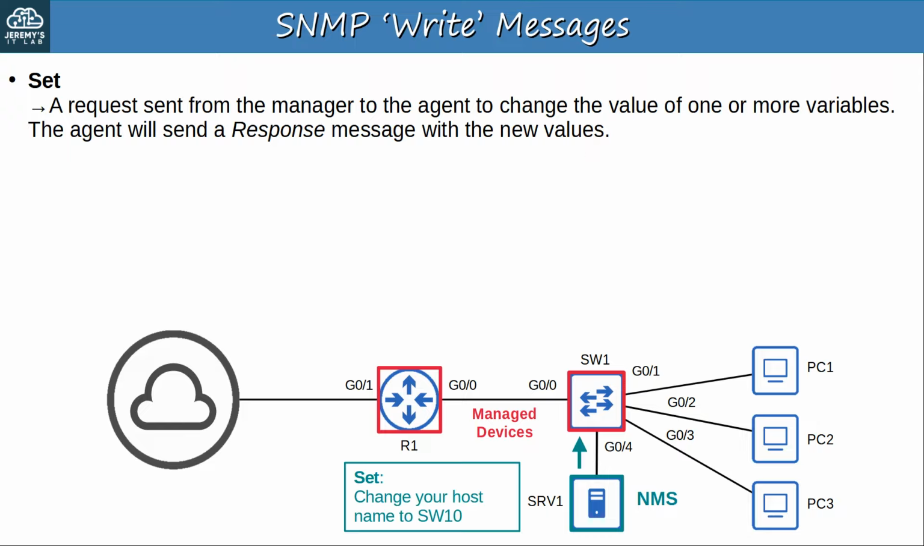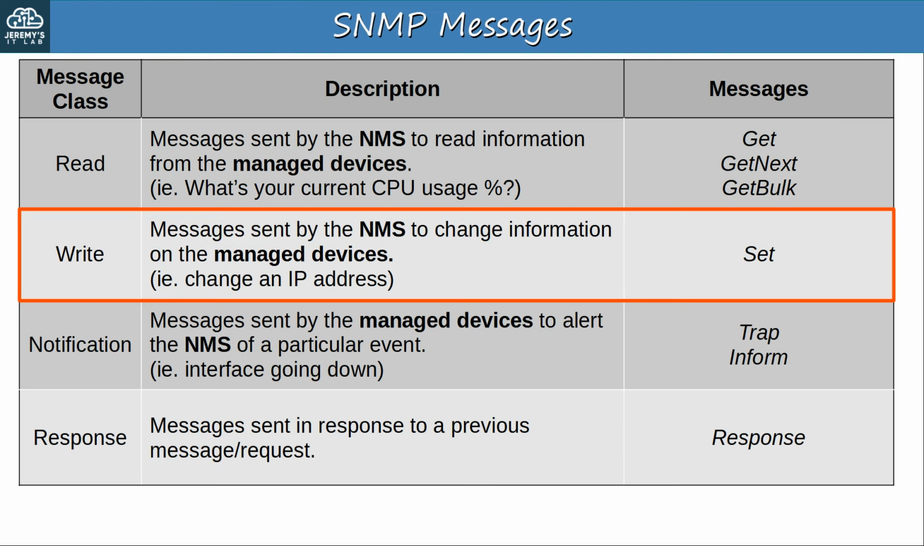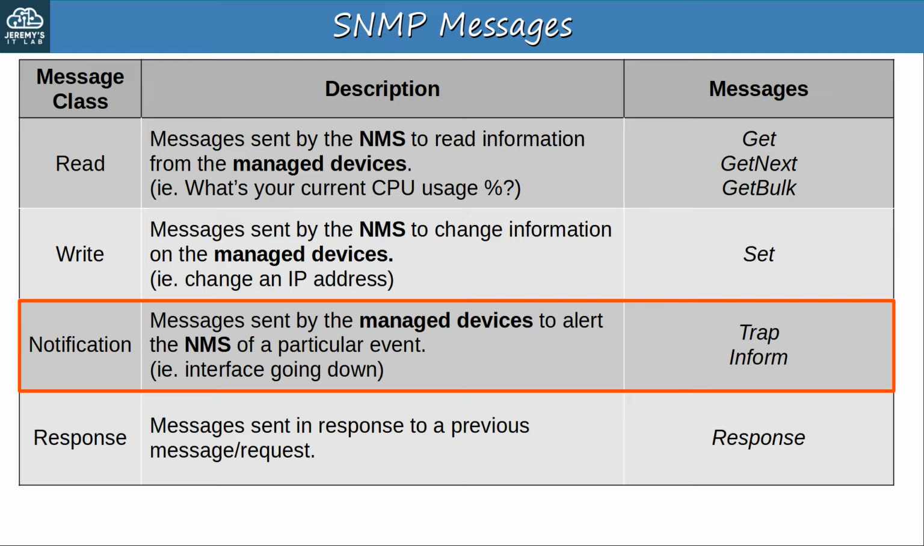For example, server 1 can send a set message to switch 1, requesting that it change its hostname to switch 10. Switch 1 will then change its hostname and send a response message with its new hostname. So that's the write message class with the set message. Next, the notification message class.